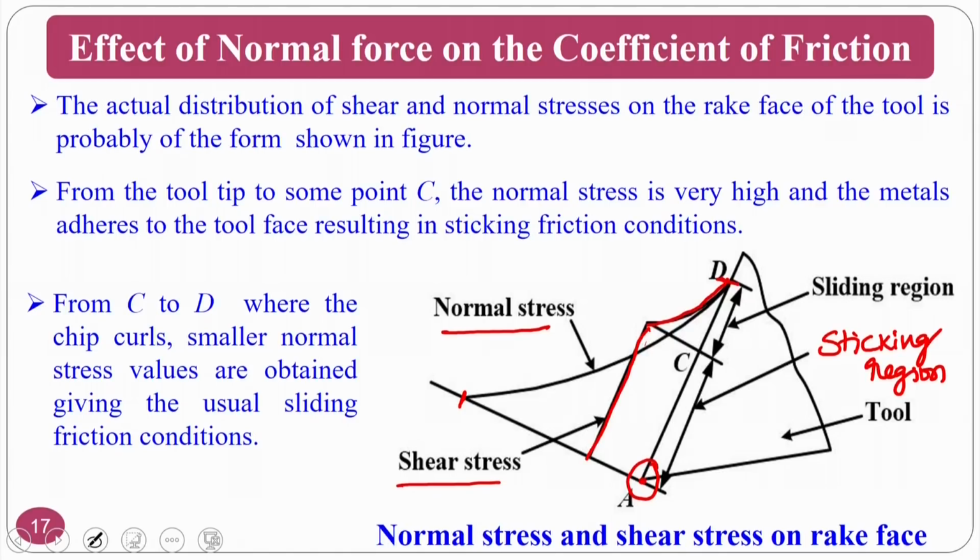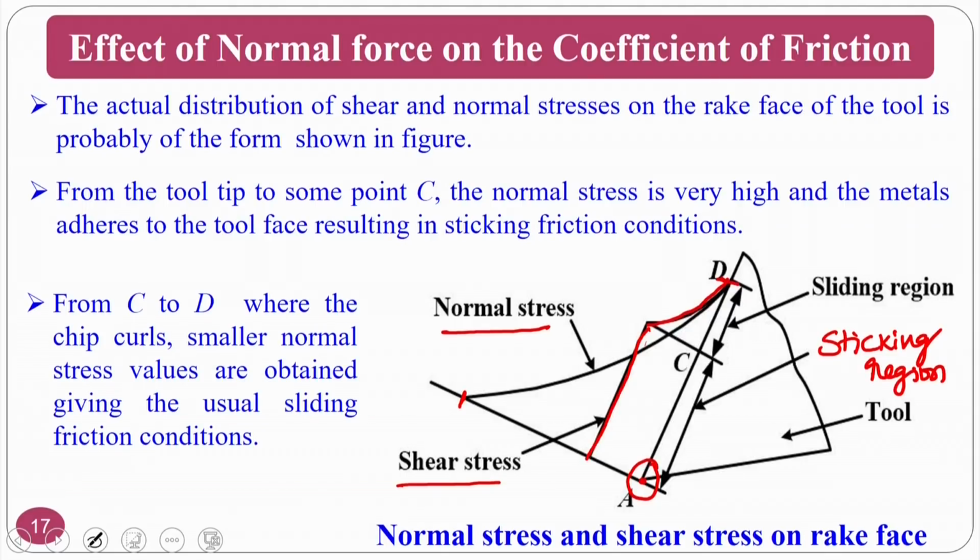Okay, if you see some point C, the normal stress is very high and the metals adhere to the tool rake, resulting in sticking friction conditions. Normally if the normal stress is very high, that means the normal force is very high for the same area. So what will happen? This causes sticking in the region, because of which built up edge formation will take place.